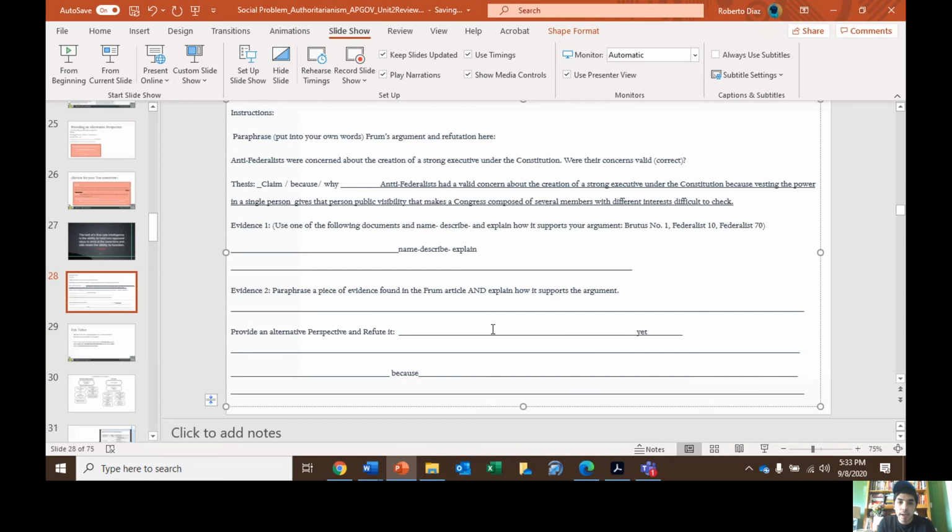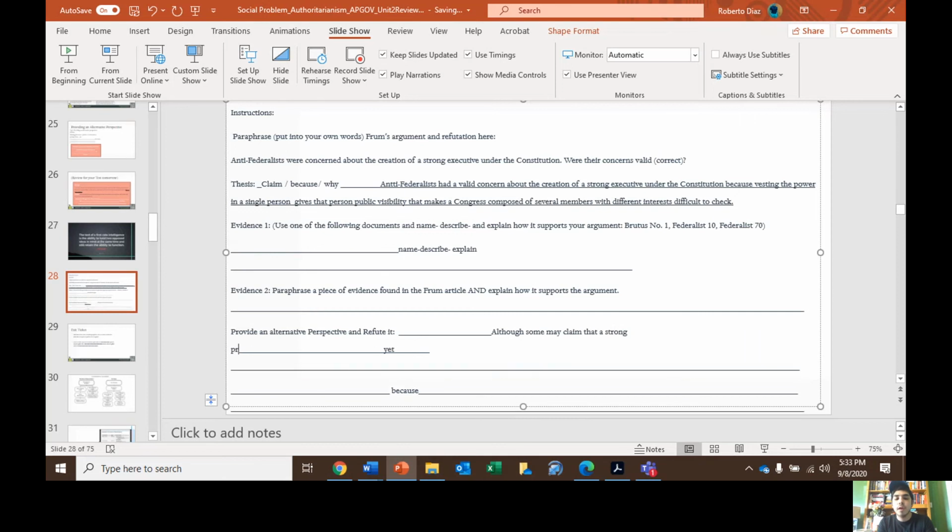So one perspective you can have, although some may claim that a strong president is more effective at getting stuff done and executing/enforcing the laws. That's one way you could spin it.